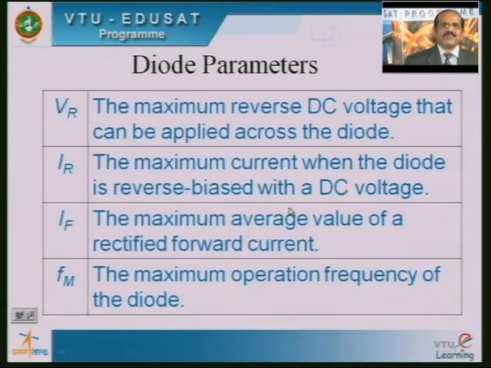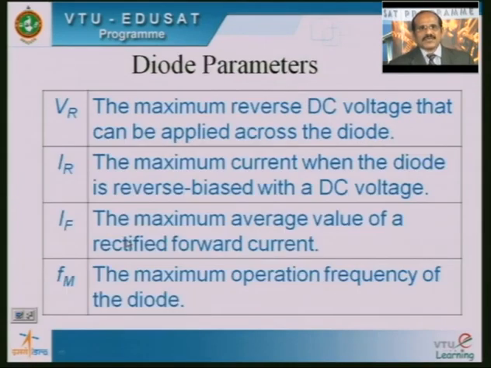Friends, now let us see some diode parameters. What are the different parameters of the semiconductor diode? There are 4 parameters. The first is VR, the maximum reverse DC voltage that can be applied across the diode. The second is IR, the maximum current when the diode is reverse biased with a DC voltage. The third is IF, the maximum average value of the rectified forward current, and the fourth is FM, the maximum operating frequency of the diode.